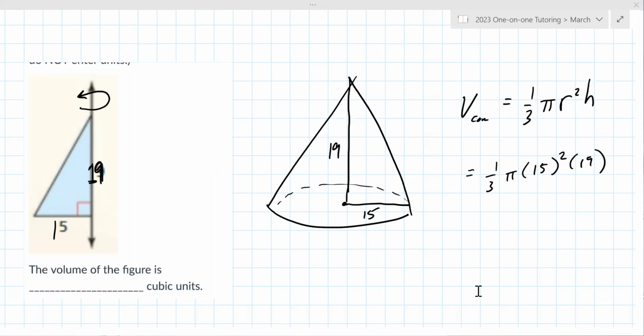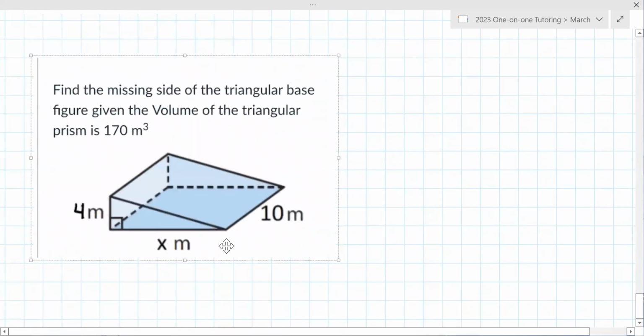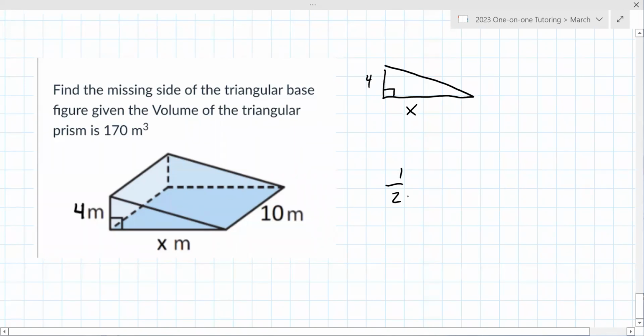Why don't you just redo this one here as is? This is the missing side with the given volume. 8.5 meters. Okay, and how confident are you in your answer? Very confident. Very good.